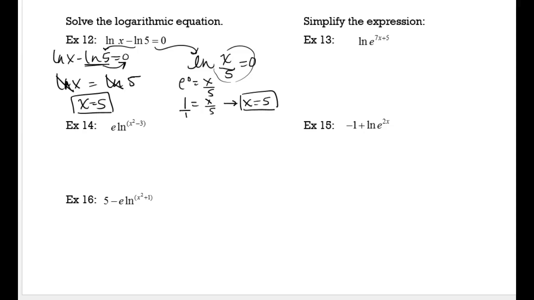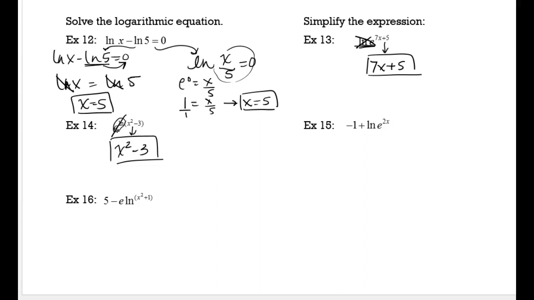All right, on 13, I'm simplifying. I can't do a whole lot to this, but since I have a natural log of e raised to a power, this whole expression, natural log of e, cancels out, and the exponent drops down, and that's my answer. That's all I have to do. All right, 14 says to simplify again. Notice that it's e raised to a natural log of something. So again, it's the natural log and e hanging out together. They cancel out, and the exponent drops down. So it's x squared minus 3, and that's all I can do with that. It's simple enough.